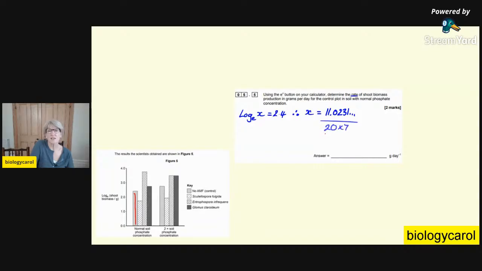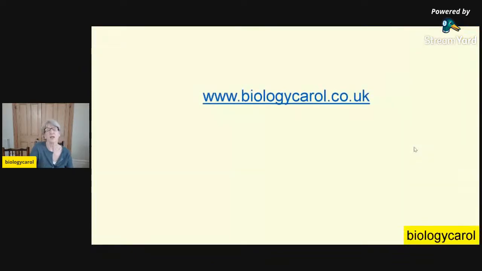And I think, was it 20 days? Oh no, 20 weeks. It was 20 weeks, wasn't it? So now you've got to divide this number by the number of days, which is 20 weeks, obviously times 7. Which equals this number of grams per day. Hopefully that makes sense, and I got the marks.